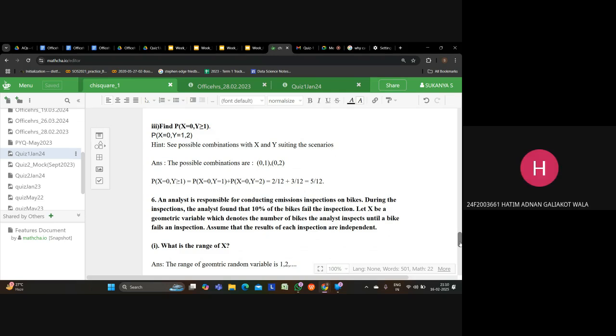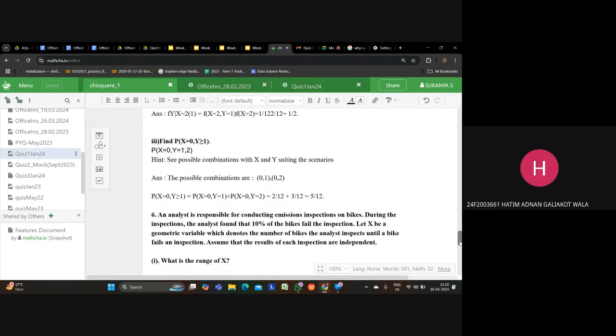Okay. Ma'am, in a PMF table, any value cannot be negative, right? No, it cannot be negative. It's a probability, right? It can only lie between 0 and 1.